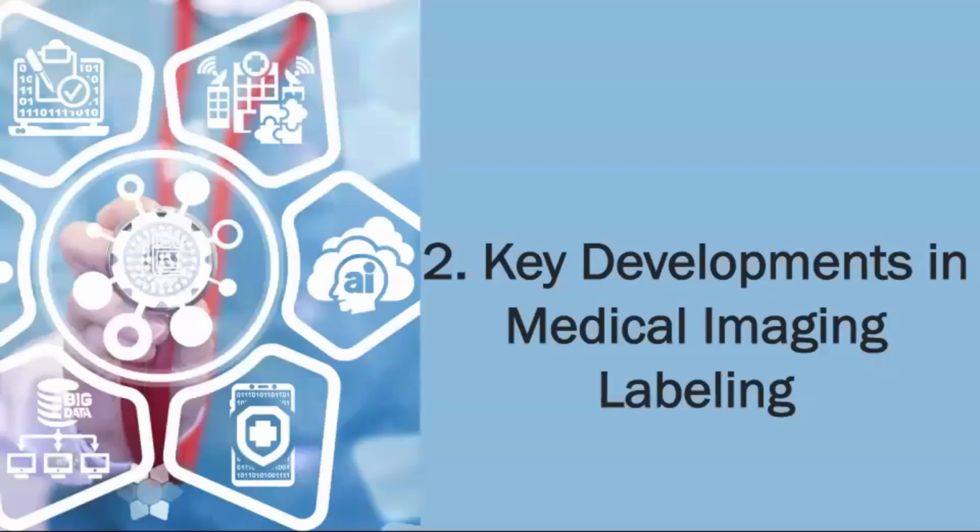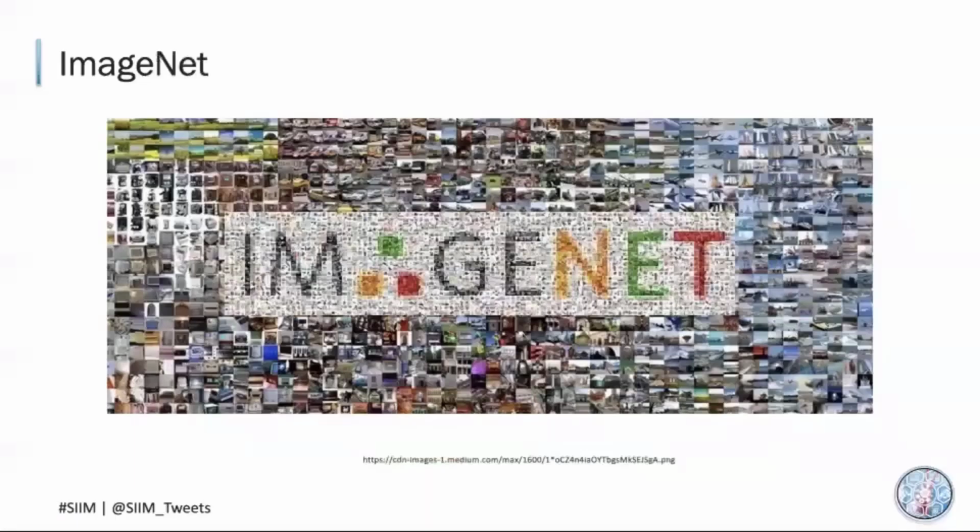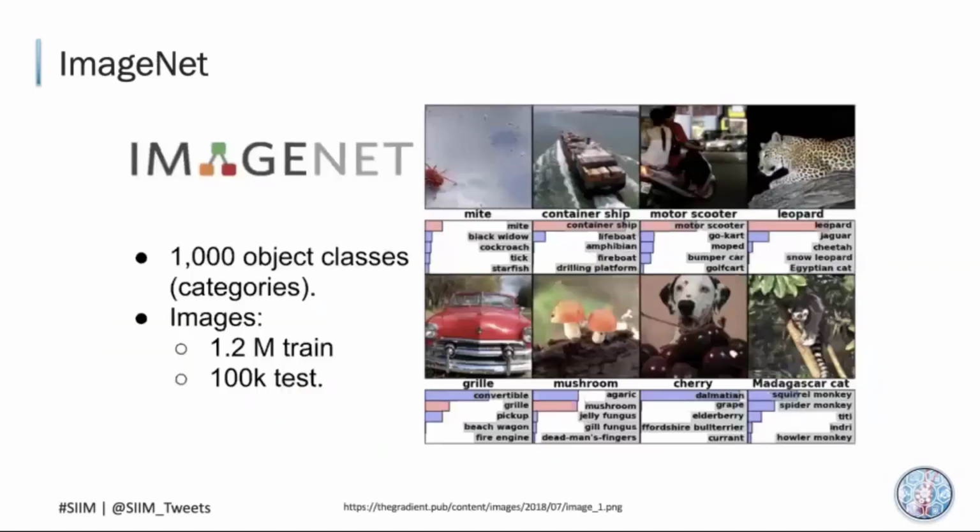Now that we've talked about the role of imaging labels, we'll review some of the key developments in medical imaging labeling over the past few years. Deep learning requires massive amounts of data on the scale of hundreds of thousands of images. Perhaps the most meaningful contribution in data for deep learning is the ImageNet dataset.